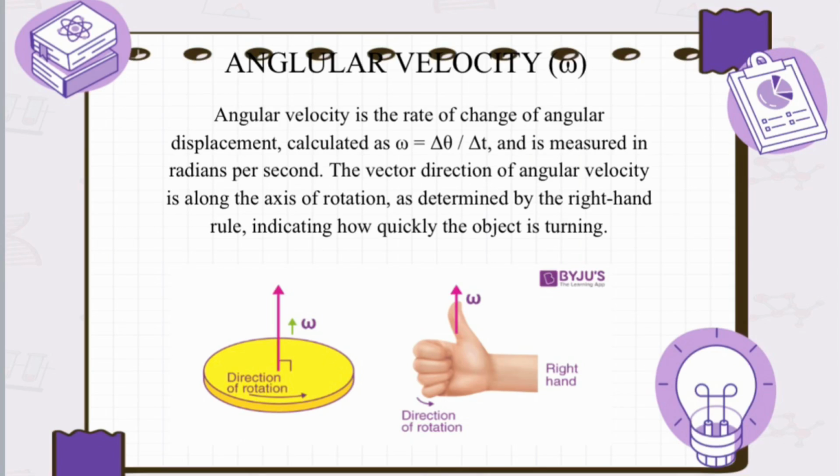So, angular velocity is how fast something spins. It is the rate at which an object rotates, and if we're going to find the direction, we're going to use the right-hand rule. And in short, it tells you how quickly something is turning.